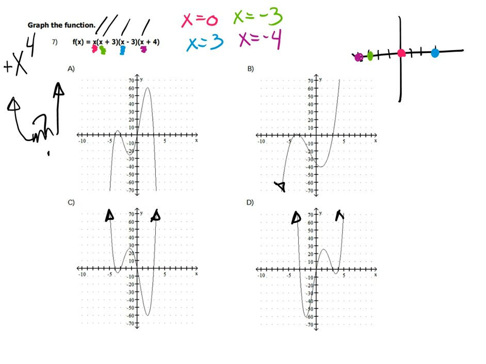But this one is a down and an up, so it can't be B, and these are both down, so it can't be A. So it's either C or D. And then I really just have to look at it carefully to see where it's crossing. I do see that they both cross at 0, so we're good there. And I also see that they both cross at -3.